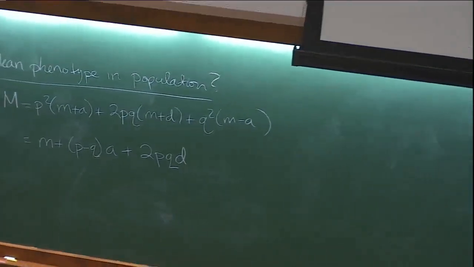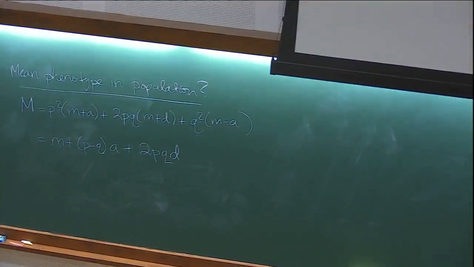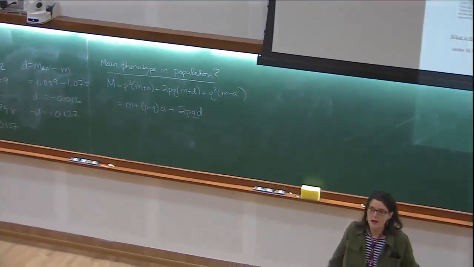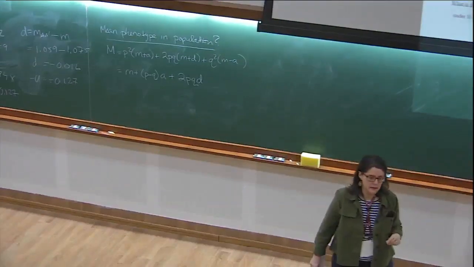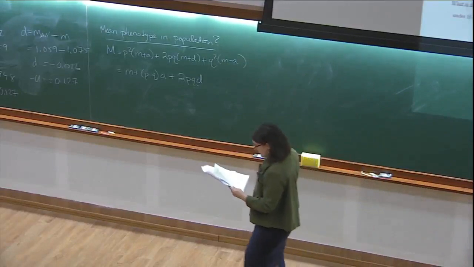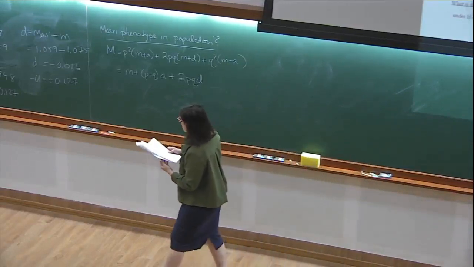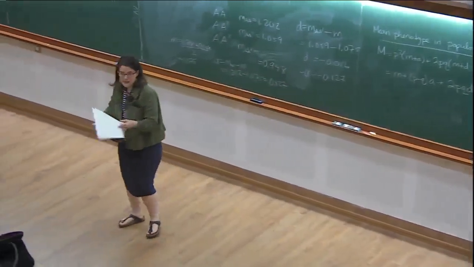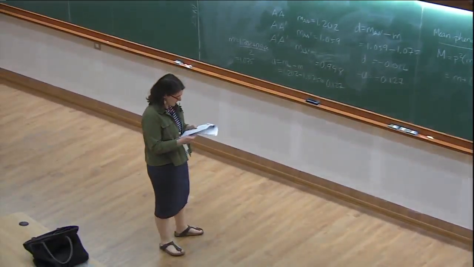So a is sometimes called the allelic effect, the independent effect of either allele A or allele A prime on the mean of this phenotype. And d is what we call the dominance deviation. All right, that's the mean. And that plays a prominent role in quantitative genetics.